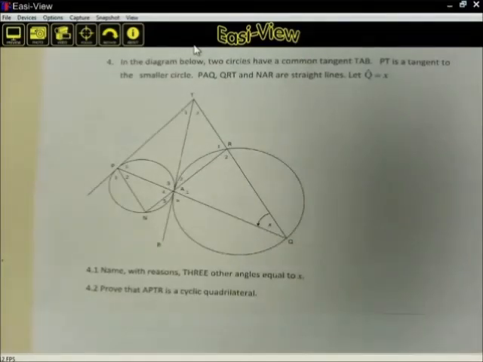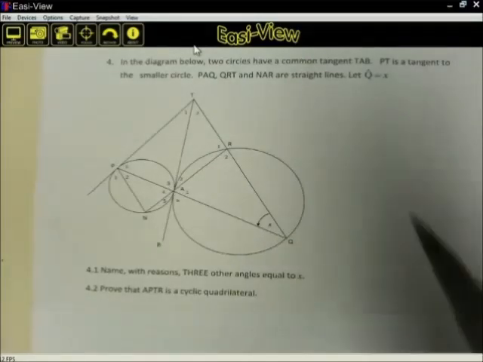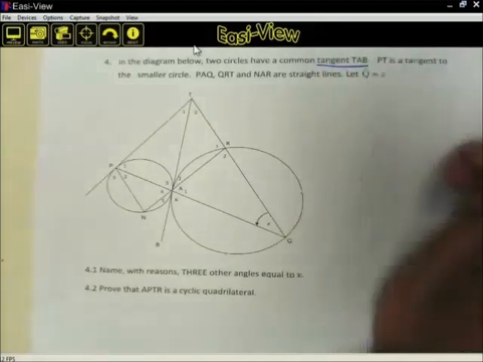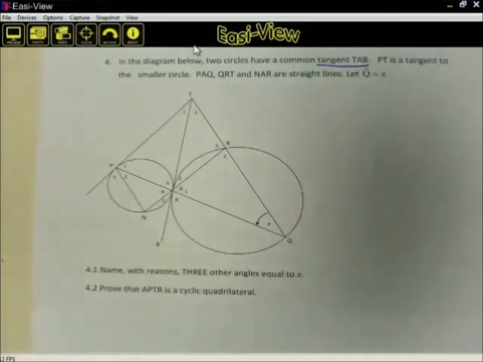Once you see the word tangent, 3 theorems must come to your mind: tangent related to radius, tan chord, and tangents drawn from the same point outside the circle are equal in length. Those are the 3 theorems associated with tangents.